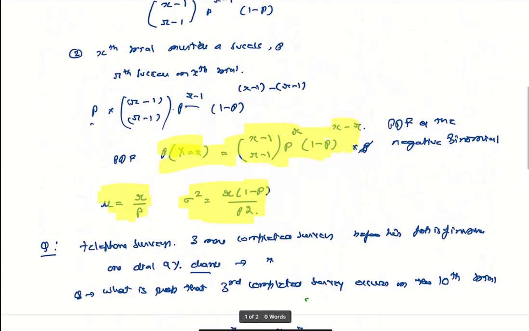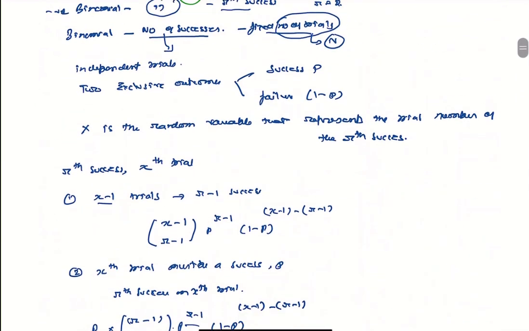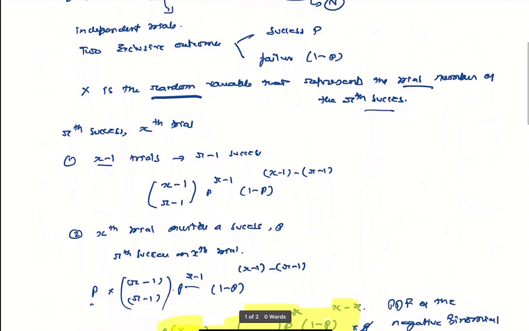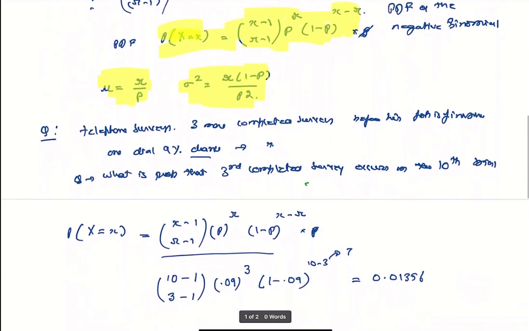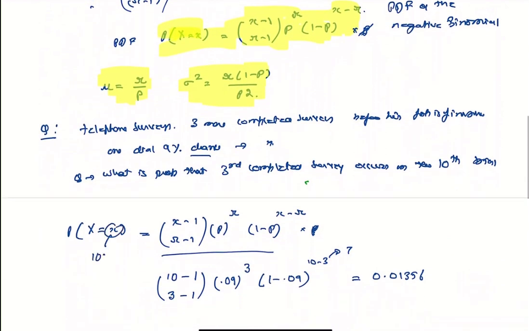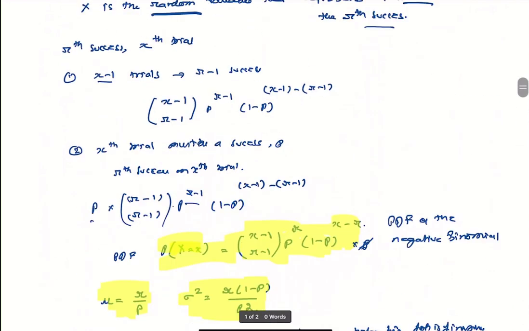And why is x 10? So what is x? X in this case is the trial number. It's the random variable that represents the trial number for the rth success. P of X equal to little x, where little x is 10. So x is 10 is what we want to know, and so that x goes here.